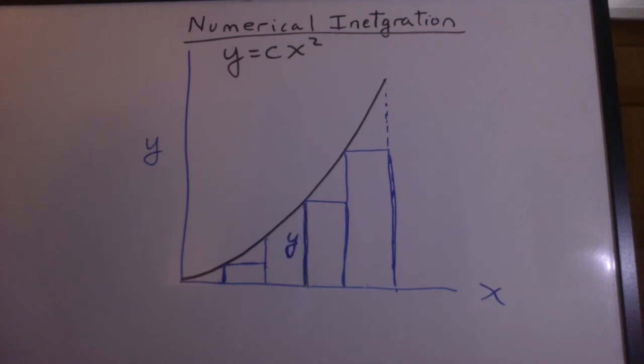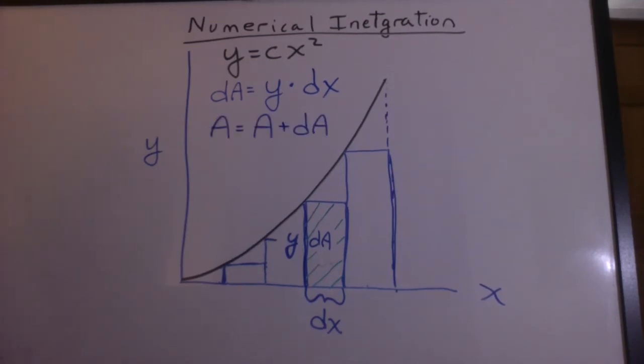We can take the height and multiply by the width, which I'm going to denote as dx, a small interval of x. Multiplying the height times the width would give us the area, which we'll call dA to represent a small area. To get the total area, we have to add up all the little areas.